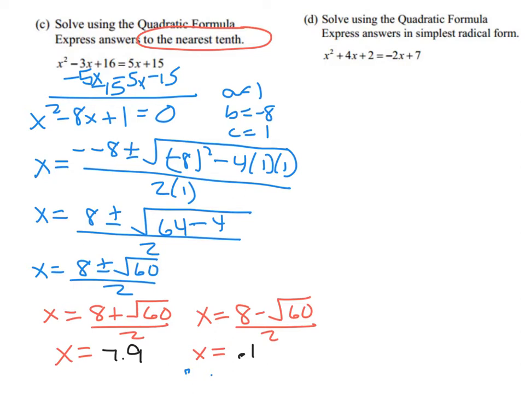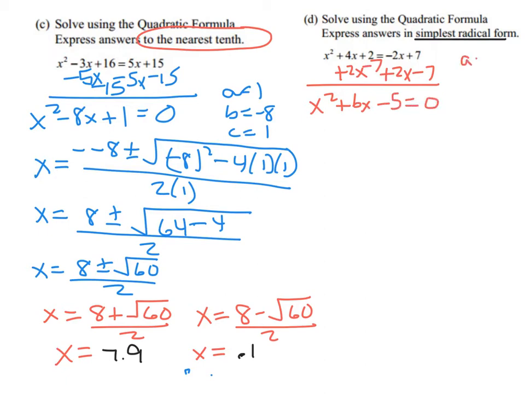All right. Now we're going to do a quadratic, same thing again, but this time in simplest radical form, which means it's not going to probably come out nice. So let's take a look at that. So on this one, I would add my 2x to the left. Subtract my 7, and I will get an x squared plus 6x minus 5 equals nothing.